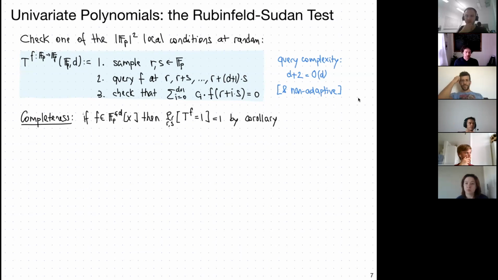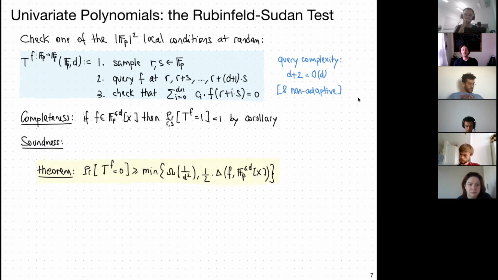Okay. So just to say completeness, as you get used to seeing throughout all of these calls and also the IP, completeness just holds by design, right? It's because we design a protocol and we want it to work. So if we have a low degree polynomial, these constraints hold always, and therefore we will always accept. And now as for soundness, this is where, as before, we have to sweat a little bit.